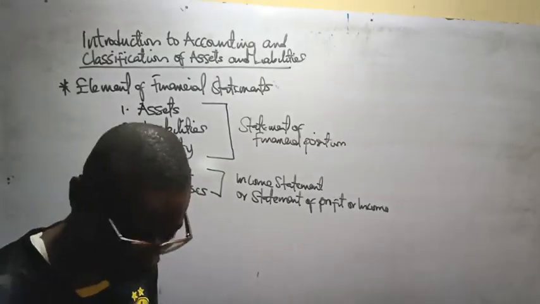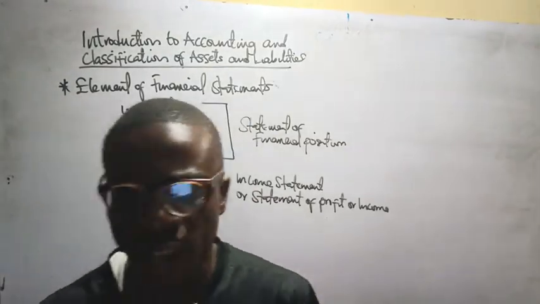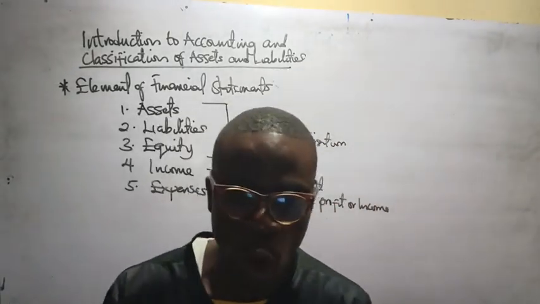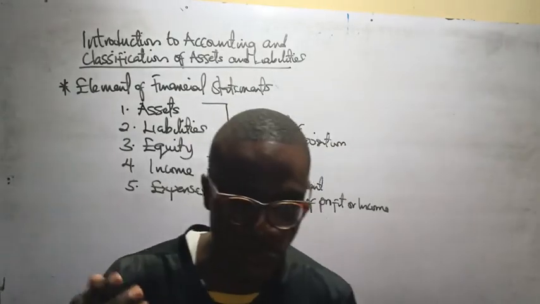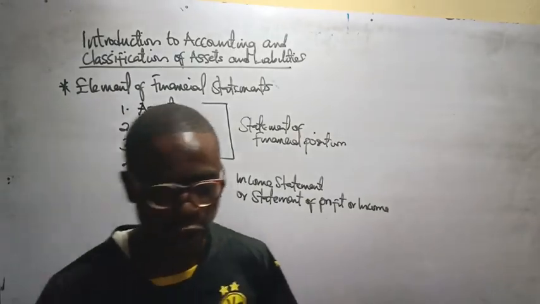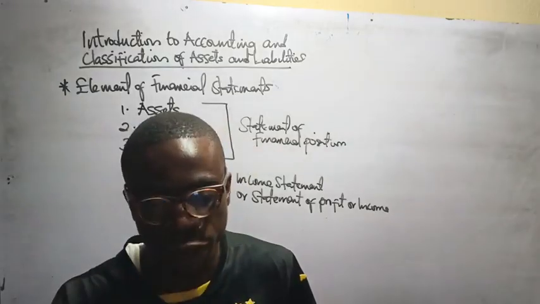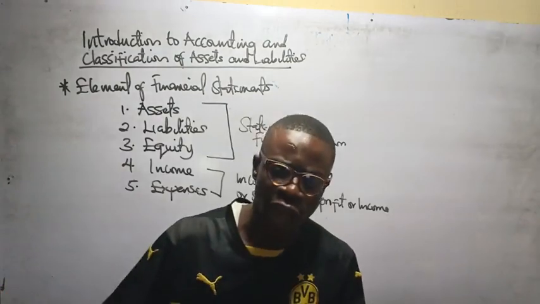Now, let's look at each of these elements. Let's look at assets. Now, what do we call assets? Assets are resources of a business that provide economic benefit to the business. Am I communicating now? They are resources of an entity, a business entity, that provide economic benefit to the business.